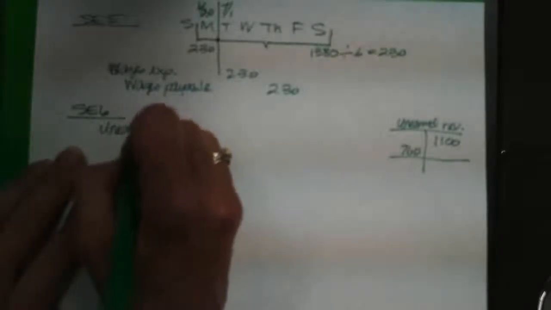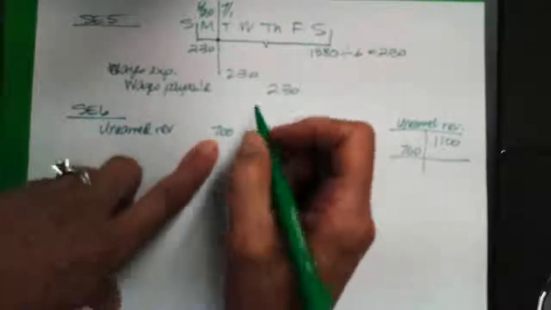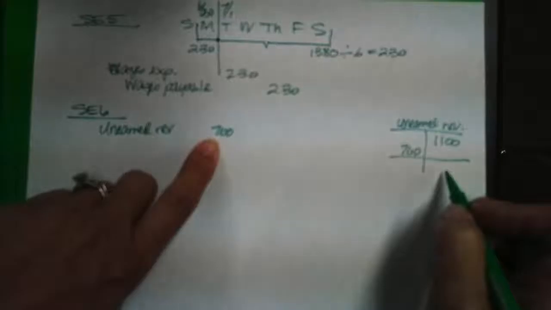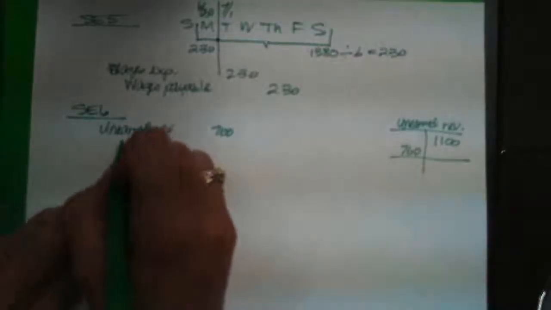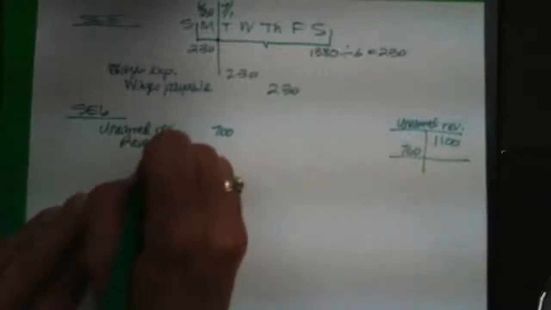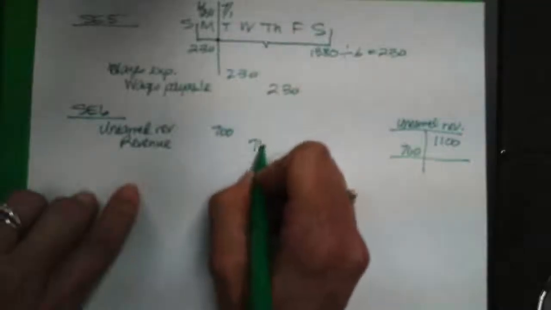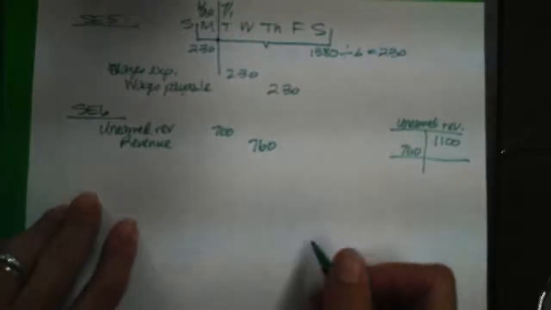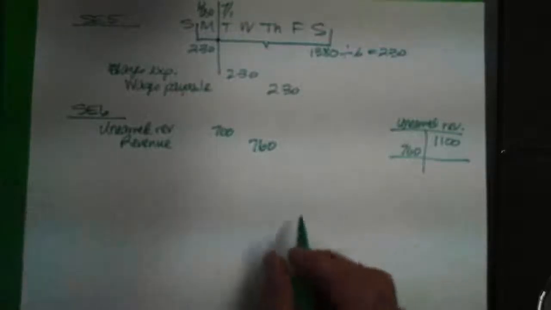Okay, so we're going to debit unearned revenue for $760. See, I'm debiting this liability account to reduce it. Okay, and I'm going to credit revenue. Quite simply, that's what we're doing. Okay, that's the journal entry for that.